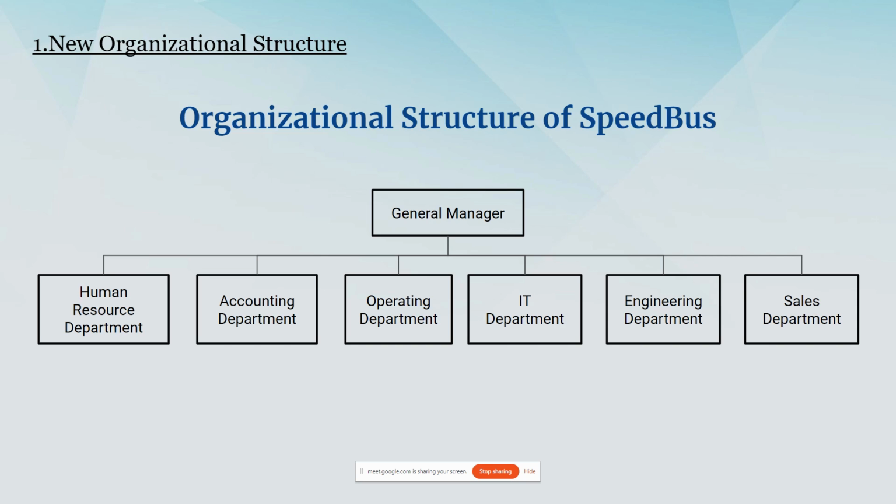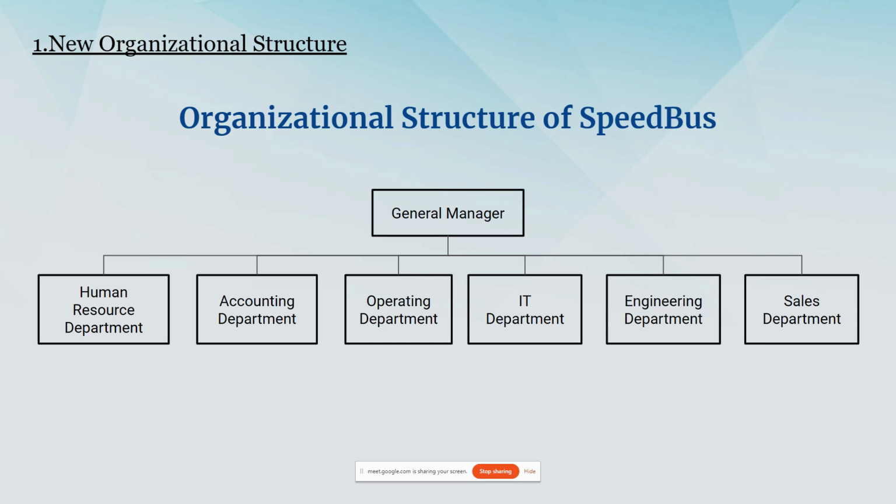So for your chart as well, you need to mention whether this is for the head office in KK, or do you have other charts for the various offices. If you want to make your scope smaller, then you can just mention that Speed Bus is just one office in KK, having all these departments.